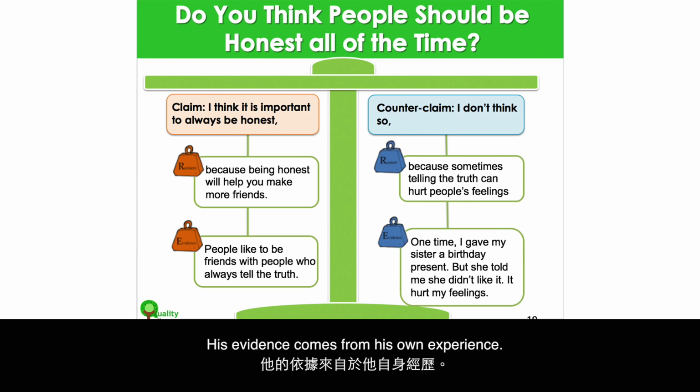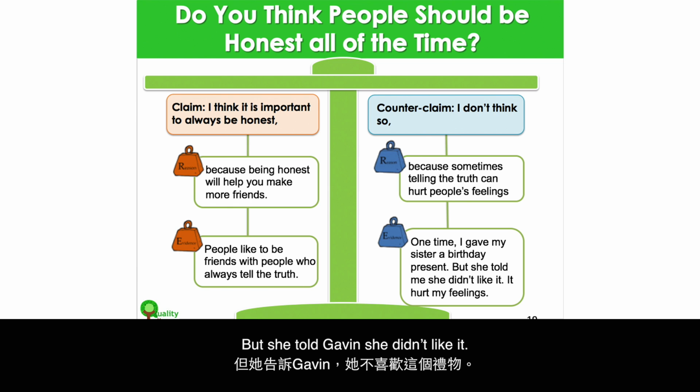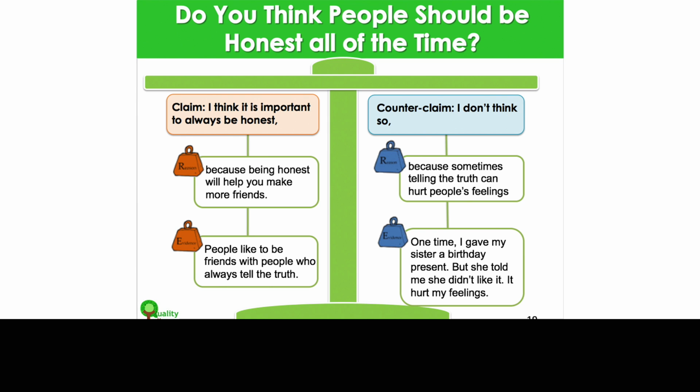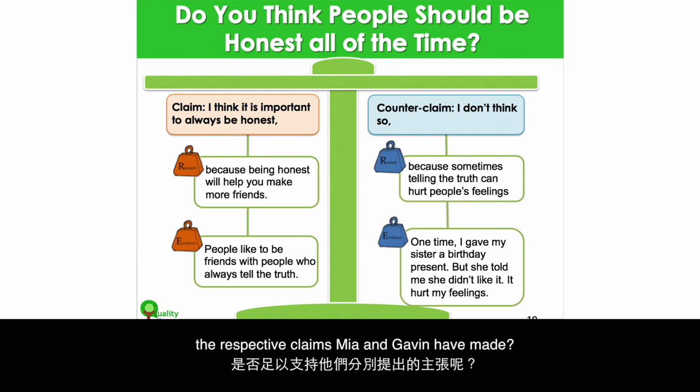His evidence comes from his own experience. Once he gave his sister a birthday present, but she told Gavin she didn't like it. This hurt Gavin's feelings. Are the reasons and evidence sufficient to support the respective claims Mia and Gavin have made?